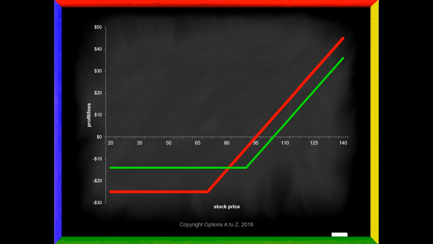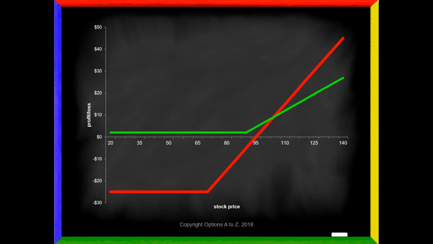What else can I do? This is where the ratio roll comes into play. What I could do is sell 10 but buy 5, and I've moved my profit and loss curve from this red position to this in green. Notice that I've gotten the entire curve above 0, but I still have the room for unlimited gains.